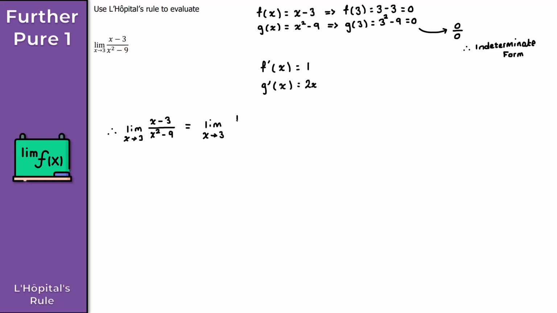So I get 1 over 2x, okay? And now to evaluate this limit here, it's not quite mathematically sound to say this, but we basically just substitute in this value of x here, right? So we get 1 over 2 times 3, which gives us 1 over 6 there. And there we have it. So this here then is the value of this limit. And that gives us the solution there to question 1.